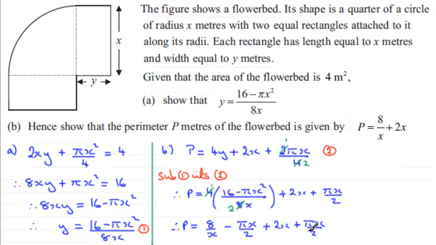And the pi x over 2 minus pi x over 2, well, they go to 0, so you're just left with 8 over x plus 2x. And that's what we had to show. Alright?